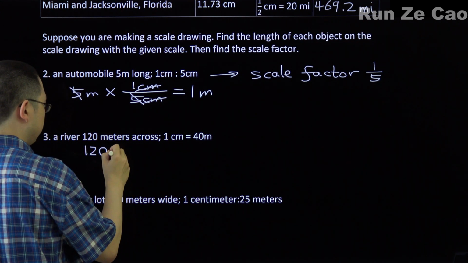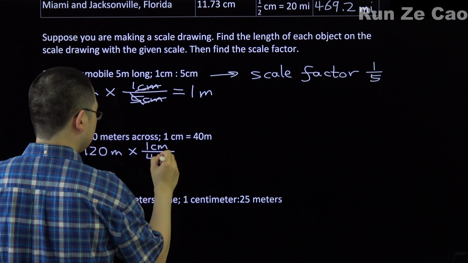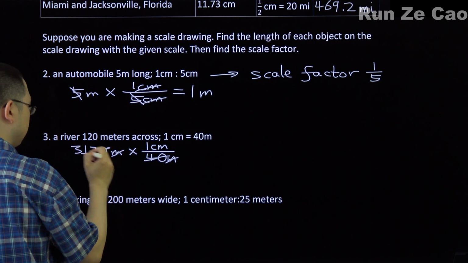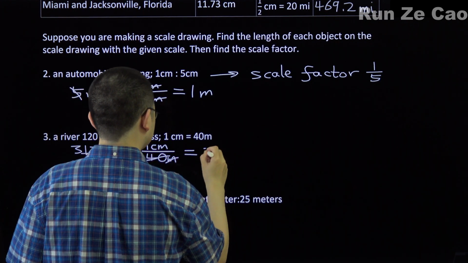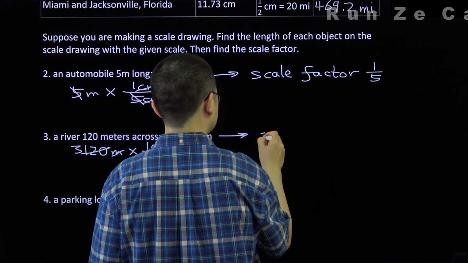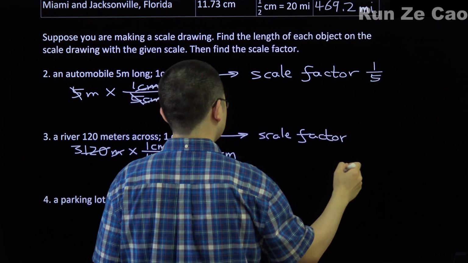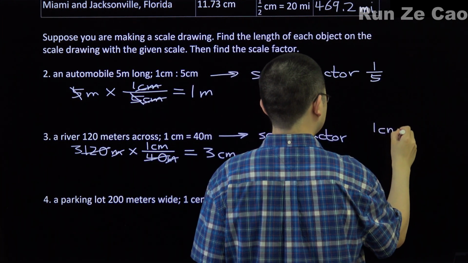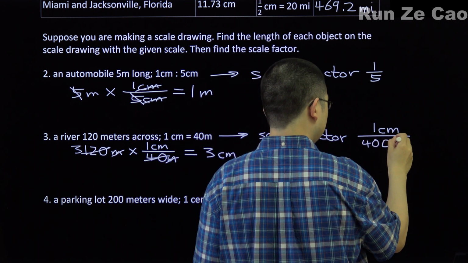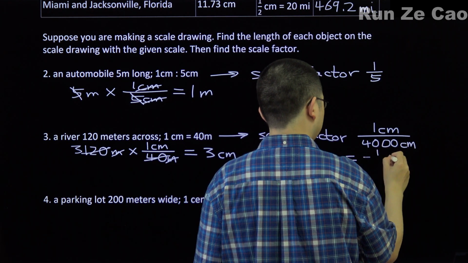A river 120 meters across, 1 centimeter is 40 meters. So 120 meters times 1 centimeter per 40 meters will put us down to 3 centimeters. And the scale factor is 1 centimeter over 40 meters, which is 40 times 100, 4,000 centimeters, which is equal to 1 over 4,000.